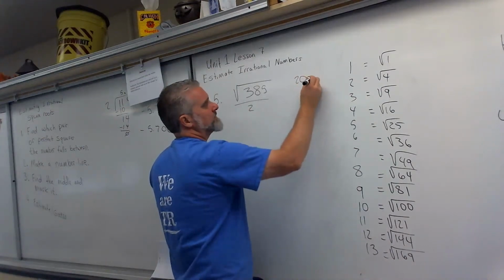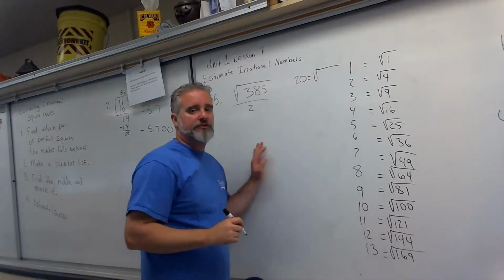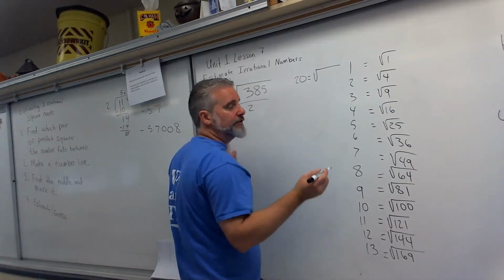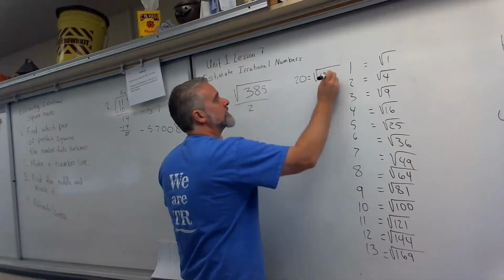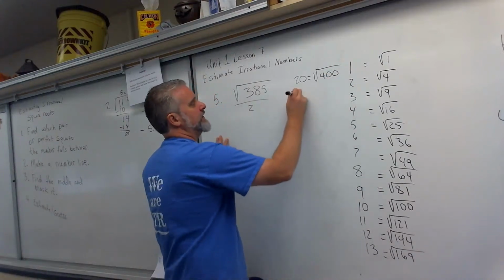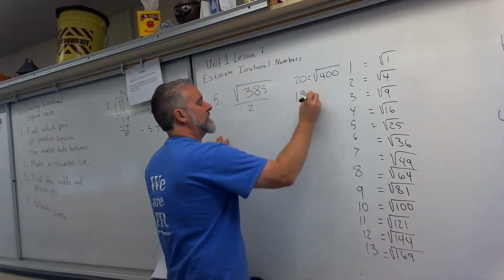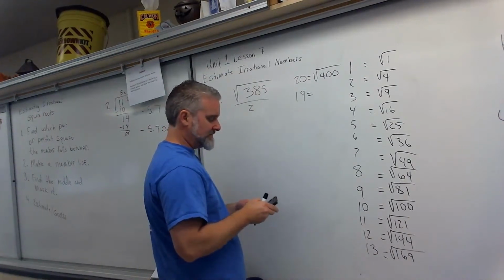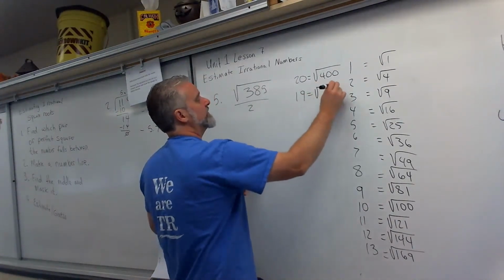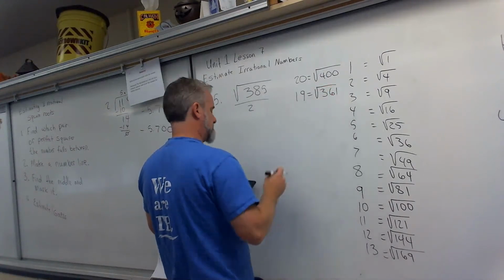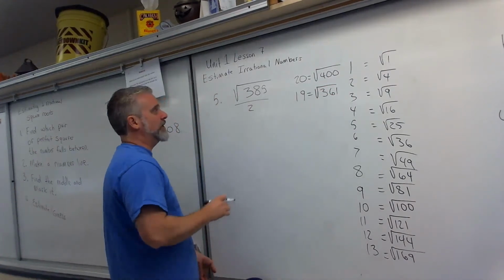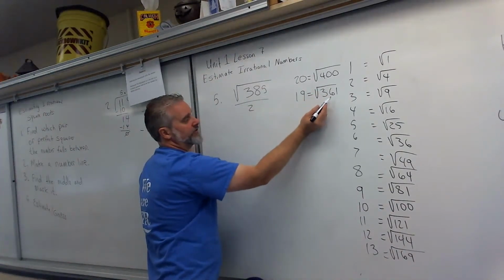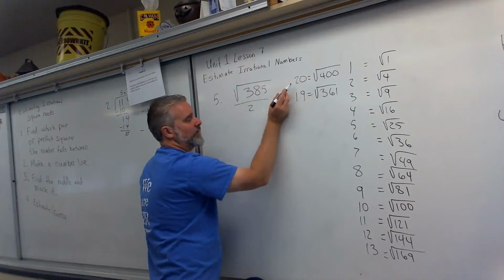And why 20? Because what's 2 times 2? 4. 20 times 20, 400. And then let's get 19 on board here. Now, I won't lie, I don't know what 19 times 19 is off the top of my head. 361. So that's where our 385 is going to fall, between 400 and 361, or 19 and 20 on the number line.